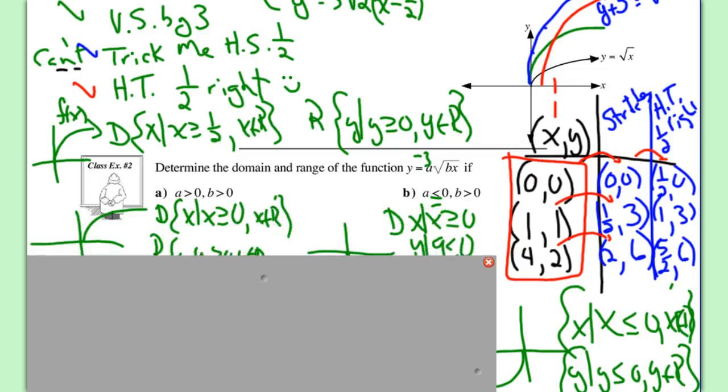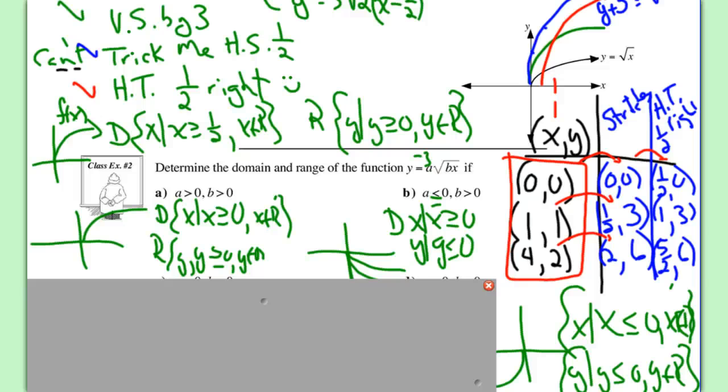Probably the best thing you could do if you're looking at ways of cheating, and by that I mean just understanding it in a better way: if A is greater than 0 and B is greater than 0, you have no idea how much it's stretched up and down or horizontally, but you know you've got a square root function that looks like that. Because if A is greater than 0, it is stretched vertically but not reflected. And if B is greater than 0, it's not reflected. So it's going to stay that way, but it might look like this or it might look like this. So there is your domain and range no matter what.